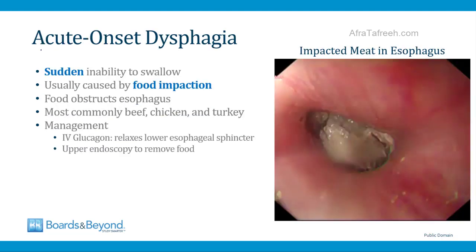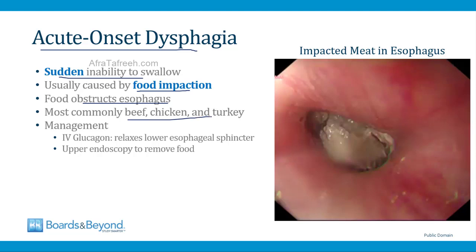Let's start by talking about acute onset dysphagia. This refers to the sudden inability to swallow food. And when patients develop the abrupt sudden onset of the inability to swallow food, usually this is because they have impaction of food in their esophagus. Certain types of foods, especially if they're not chewed well, are prone to obstructing the esophagus, and this will lead to the sudden onset of dysphagia. The most common foods to do this are meats like beef, chicken, and turkey.